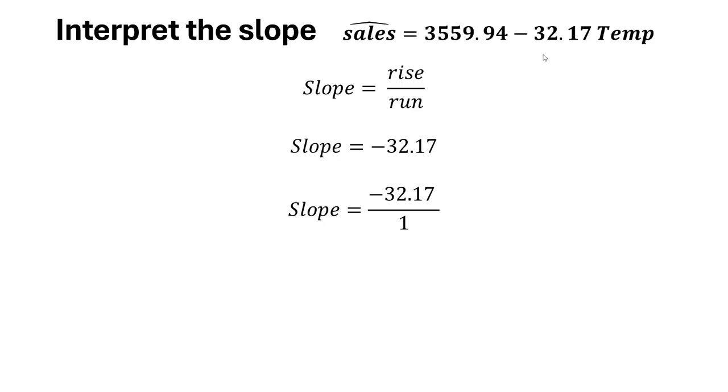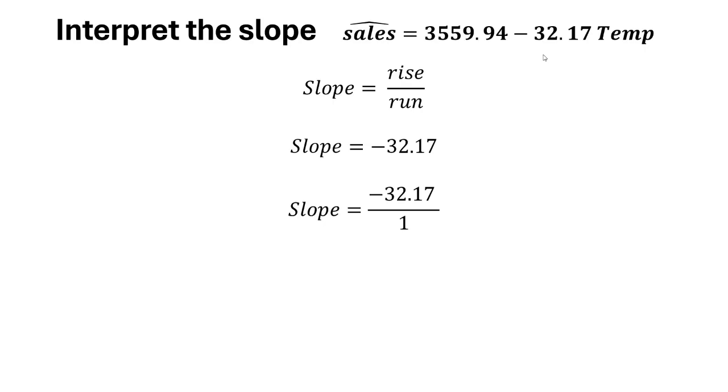So we have a negative number up top. So we're not going to rise, we're going to go down as we saw in the model. We're going to fall instead of rise, and then we're going to run 1. So if you're really visual with graphing, you're going to go down $32.17 or boxes and over 1.